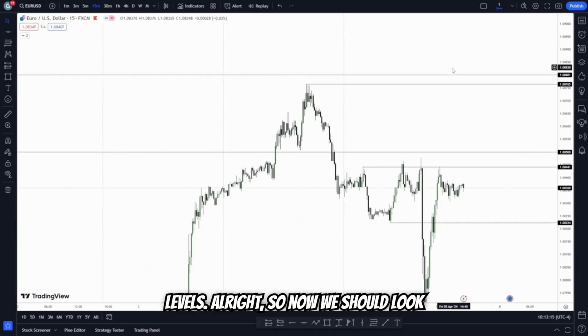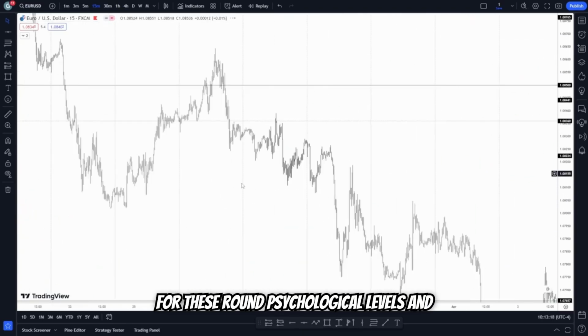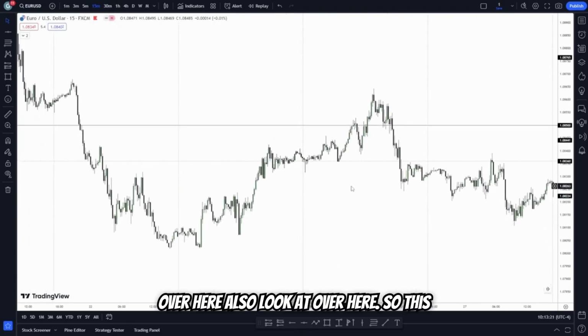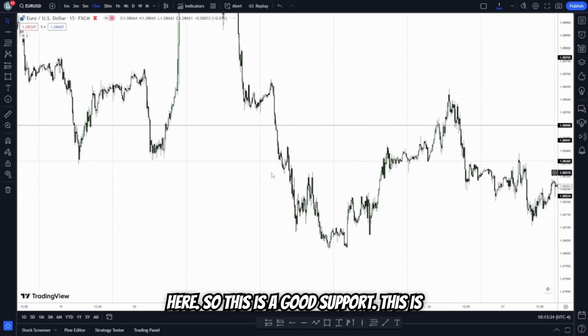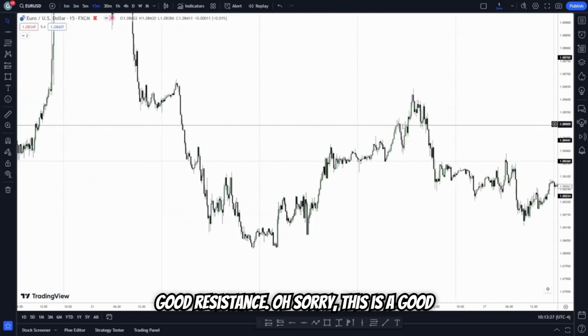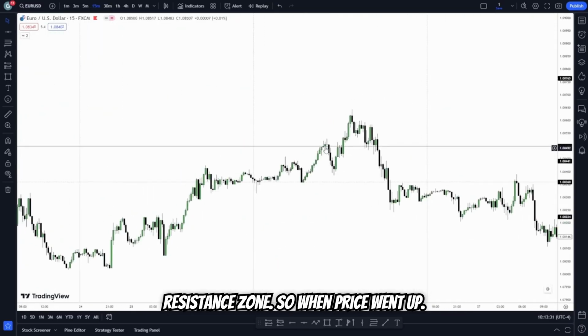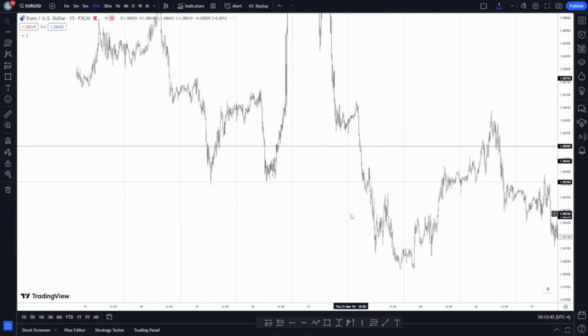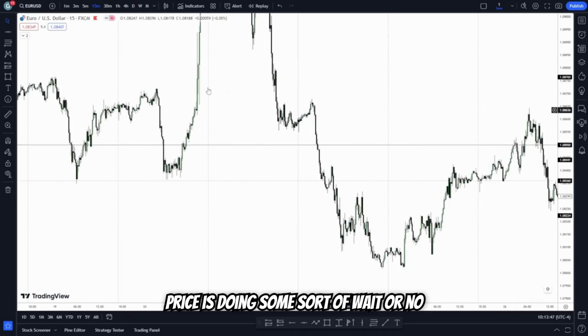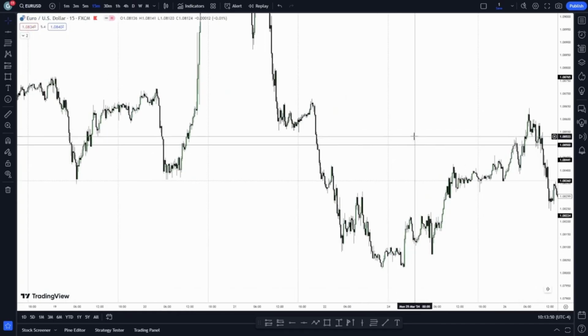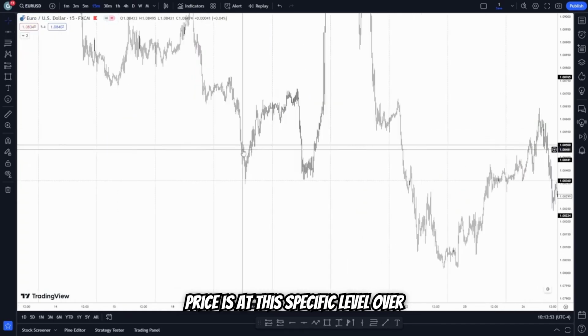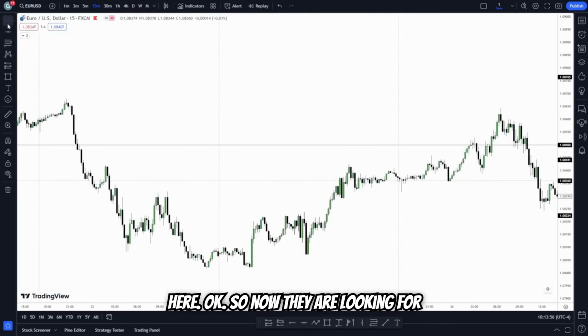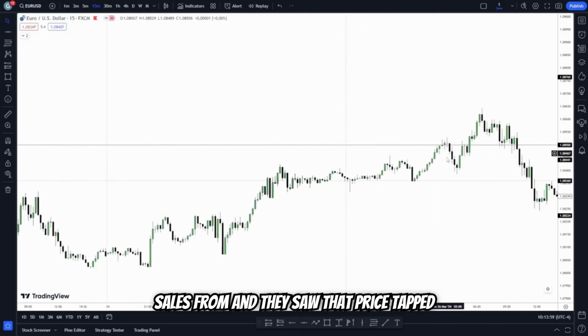All right, so now we should look for these round psychological levels, and over here also look at over here. This was the round psychological level over here. So this is a good support, this is a good resistance, this is a good resistance zone. So when price went up, tapped into this round psychological level, it gave a good reaction from that level. Okay, so everybody who saw this price leg from here, and saw that price is at this specific level over here, now they're looking for sells when they saw that price tapped into this level.